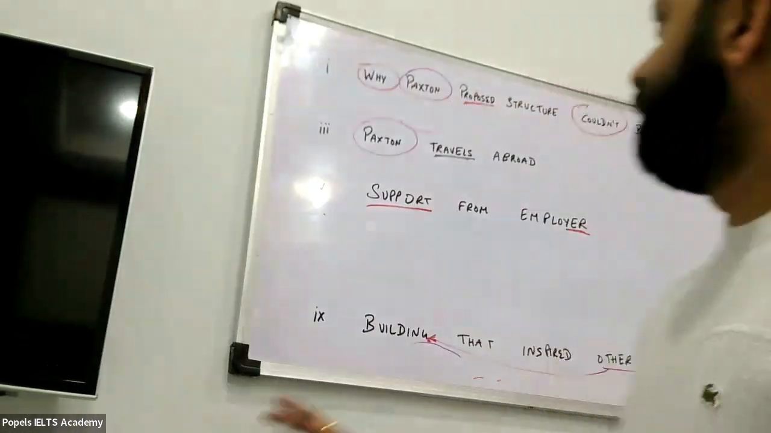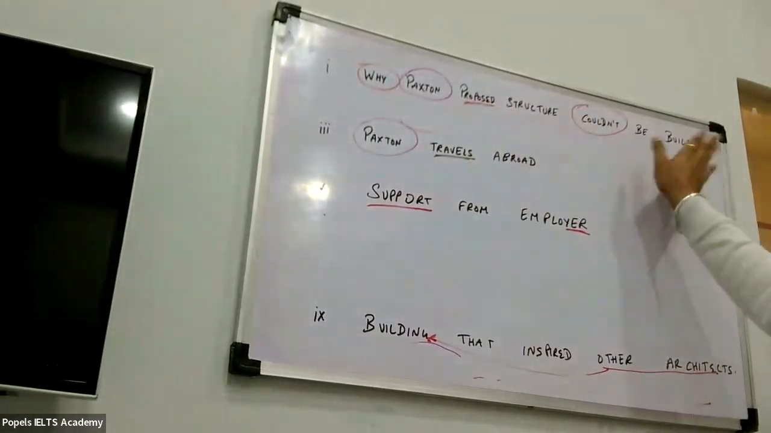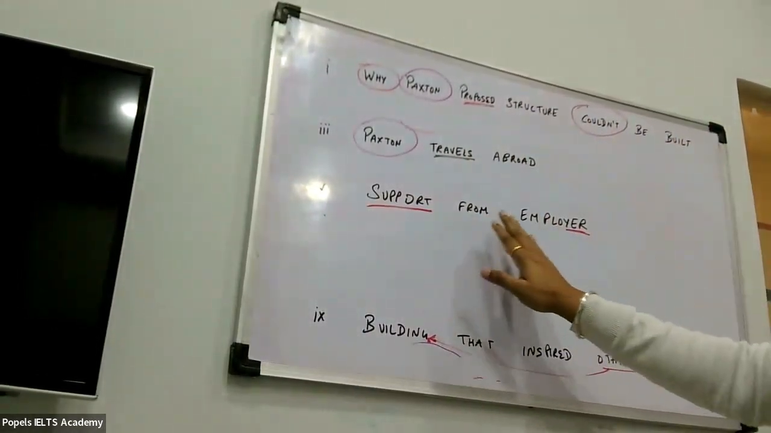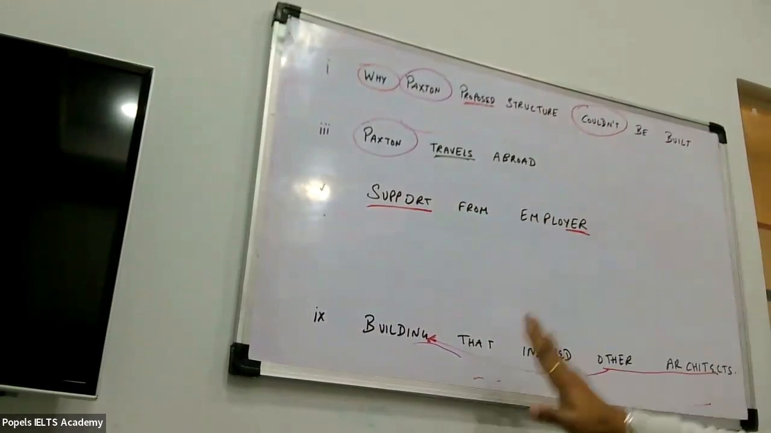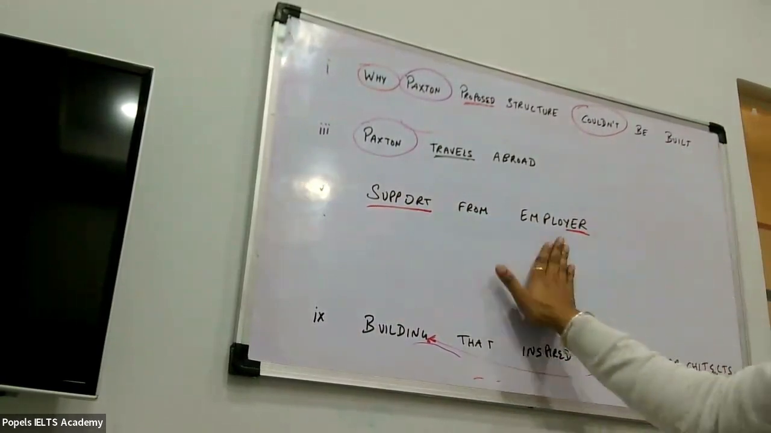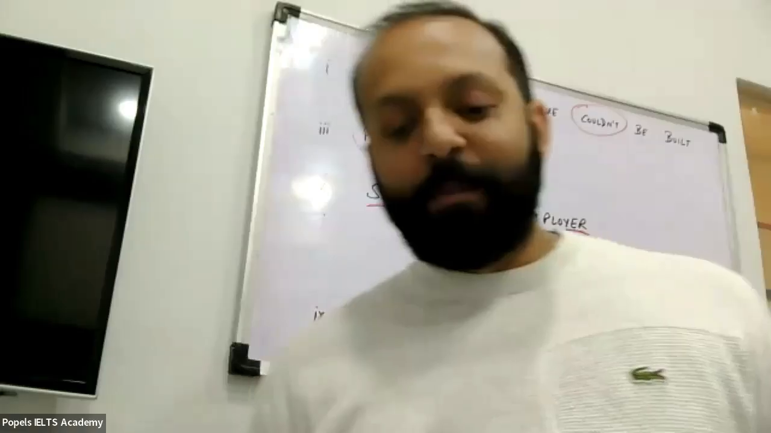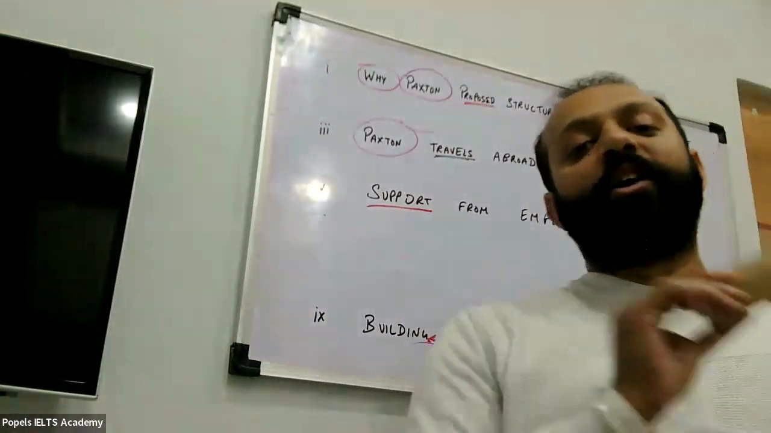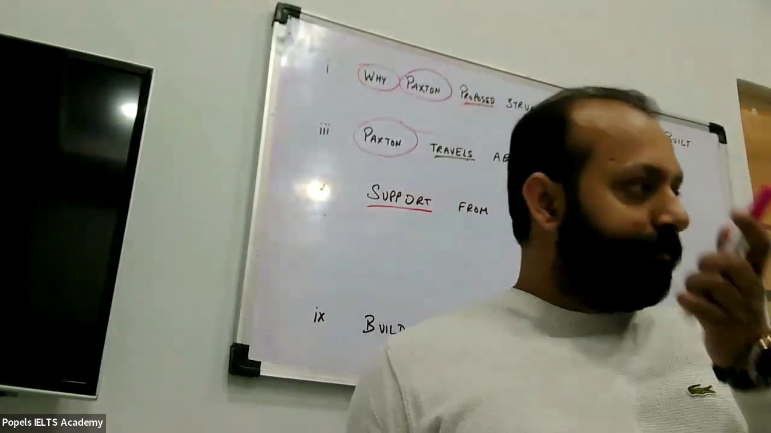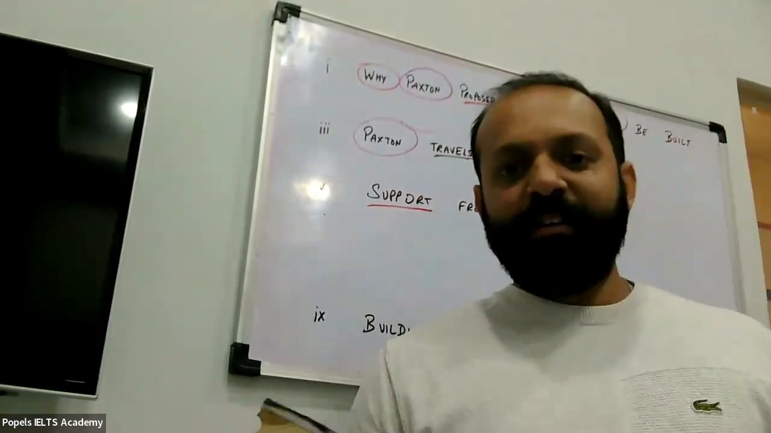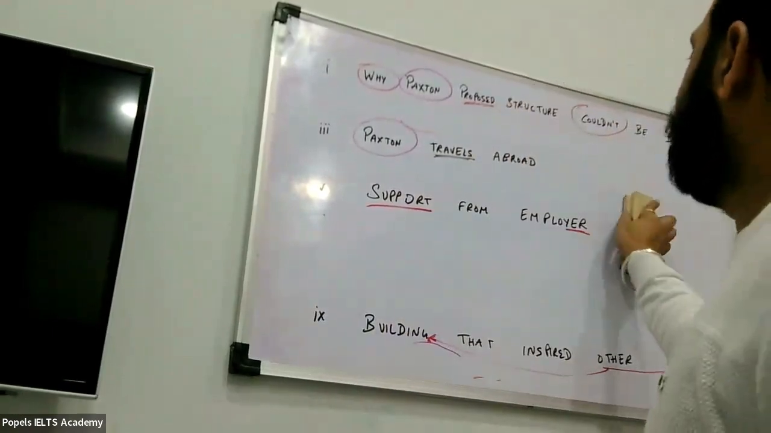Now we have only these options. Couldn't be built, no idea. Travel, no idea. Support from employer, possibility. Building that inspired other architects. What is the right answer? Support from the employer, because he admired and supported him. There is a direct clue. He got the support from the Duke. Clear? Shall I raise this?